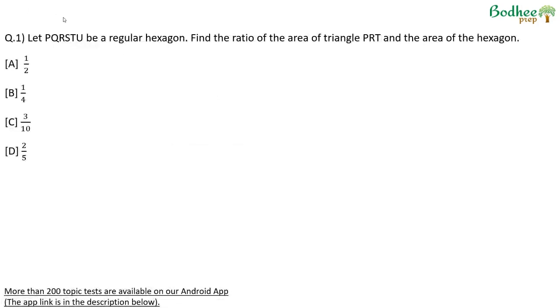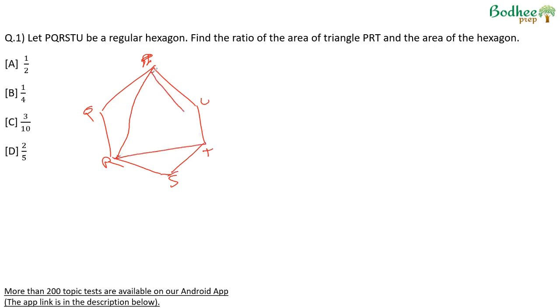If we look at the questions, the first question says PQRSTU is a regular hexagon. Find the ratio of the area of triangle PRT to the area of the hexagon. Now, PRT is an equilateral triangle because PR, PT, and RT, all of them are the shorter diagonals of the hexagon. If this length is a, this length will be √3 a, the distance between two sides.